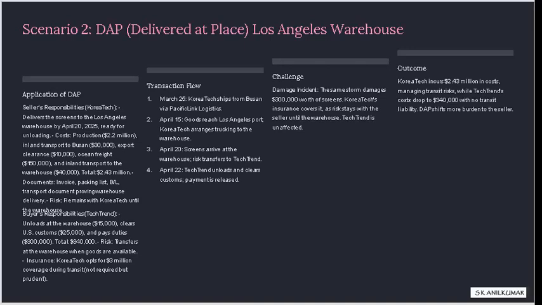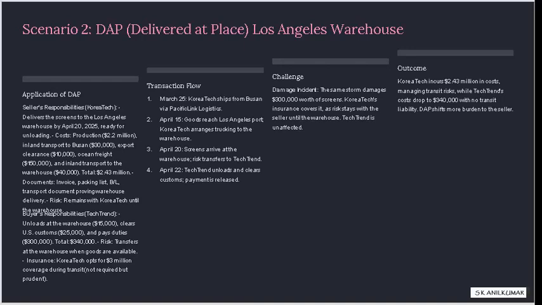Insurance: Korea opts for 3 million insurance coverage during the transit, but it is not required to be given to anybody, though for the sake of prudence it is advisable. How does the transaction flow? Maybe by March 25 Korea ships the goods, April 15 the goods reach Los Angeles port, April 20 the screens arrive at the warehouse, April 22 TechTrend unloads and clears customs. Now if there is damage, say the same storm damages 300,000 worth of screens, KoreaTech's insurance will cover it, and the risk stays with the seller until the warehouse, where TechTrend is unaffected.